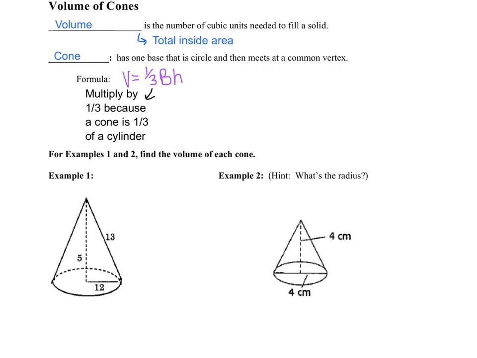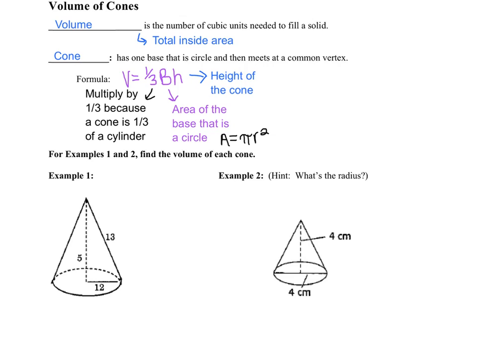Our B represents the area of the base, which is a circle. And how do we find the area of a circle? Refresh your memory: area equals pi times radius squared. And then lastly is our H, which stands for height, and that is the height of the three-dimensional figure. So our H represents the height of the cone.